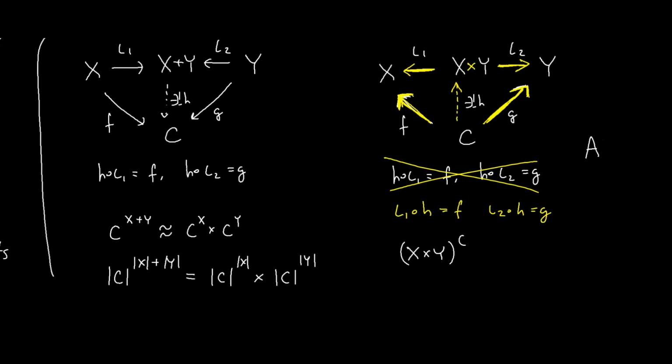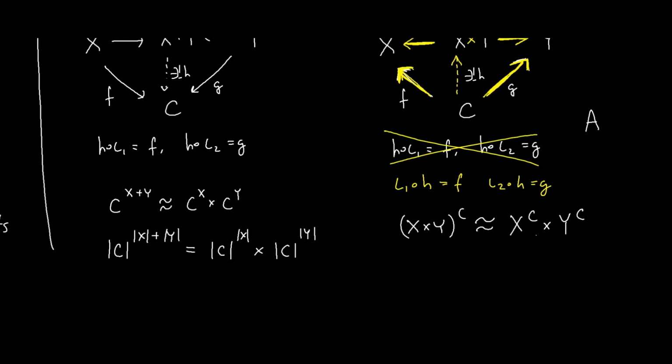And according to this definition, just like before, this set will be in bijection with the set of ordered pairs f, g. So this is in bijection with what? The set of these functions, so that's functions from c to x. So that's going to be x to the power c, Cartesian product with the set of these functions, which is y to the power c. And the numerical version of that is going to be that the number of elements in x multiplied by the number of elements in y to the power number of elements in c is equal to the number of elements in x to the power number of elements in c multiplied by the number of elements in y to the power number of elements in c.